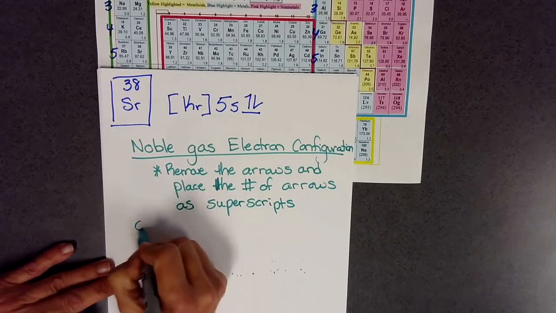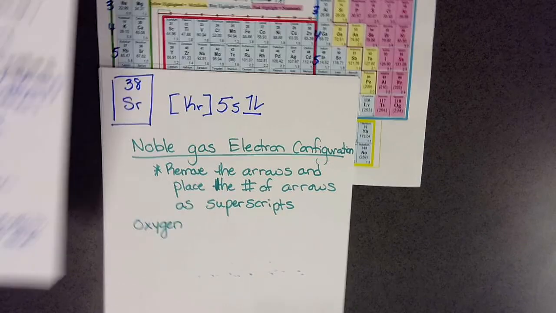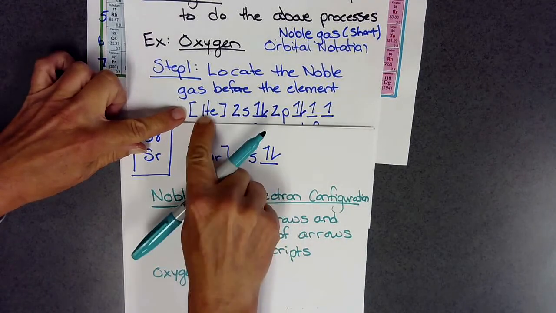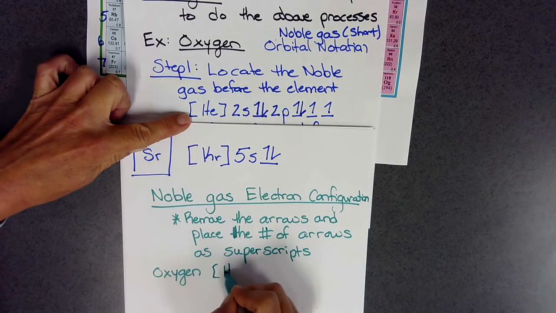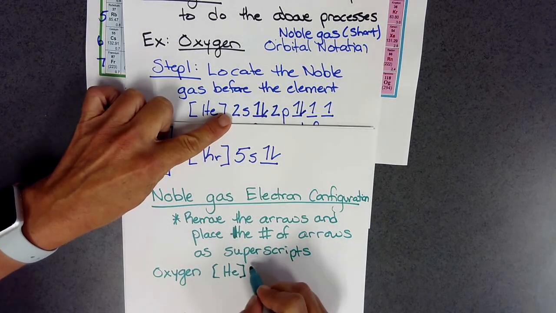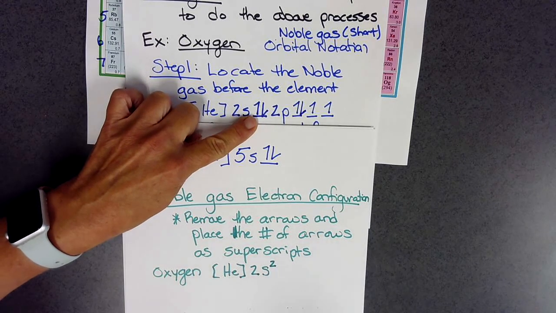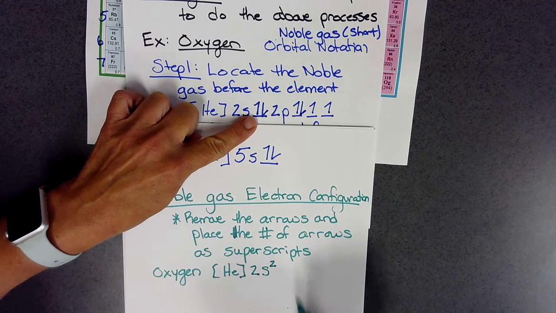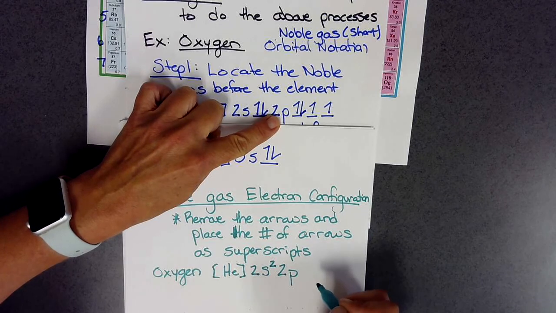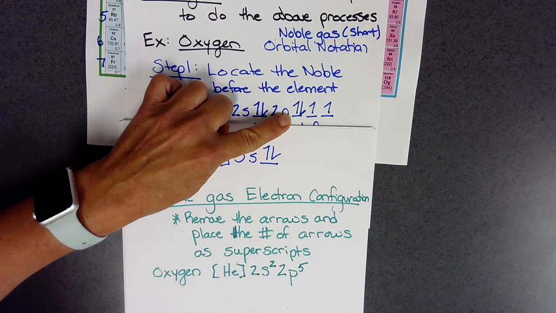So if I go back and look at my original example for oxygen, this is my example for oxygen right here. I'm still going to put my noble gas in brackets. Now, instead of the arrows, I'm going to make superscripts. So I'm still going to put my energy level of 2, my orbital of s, but now I'm going to put 2 as my superscript to represent the number of electrons. I then have 2 as the energy level, p as the orbital, and I have 5 arrows, so I'm going to have 5 electrons. So that is what I'm going to place here.